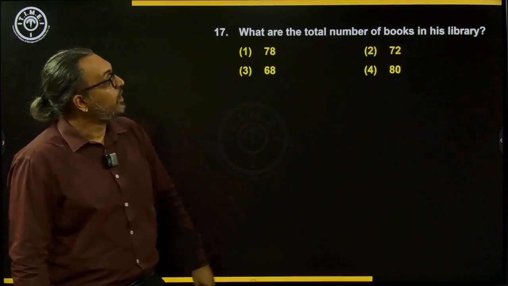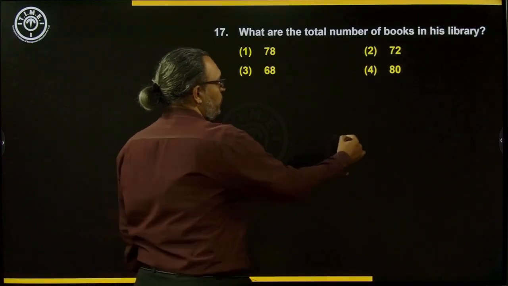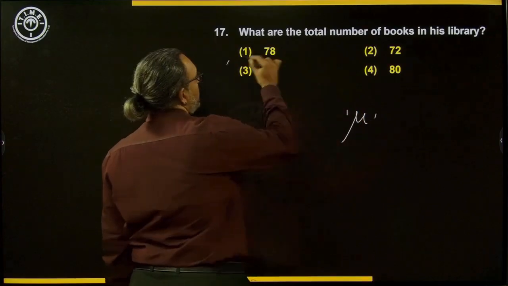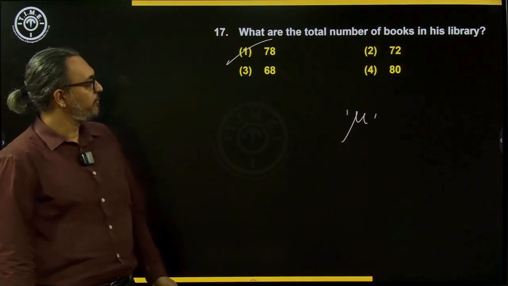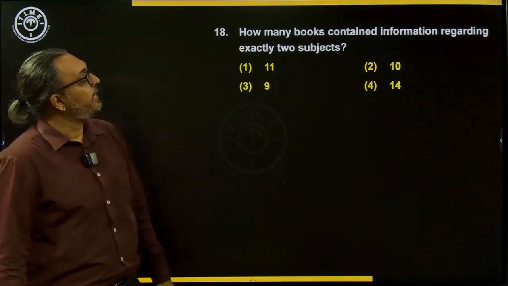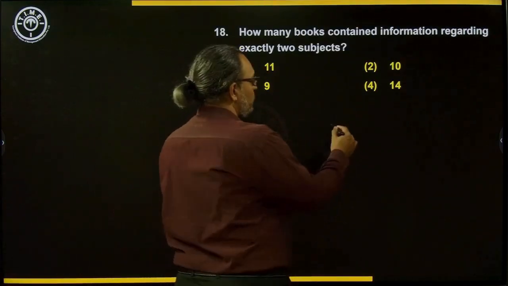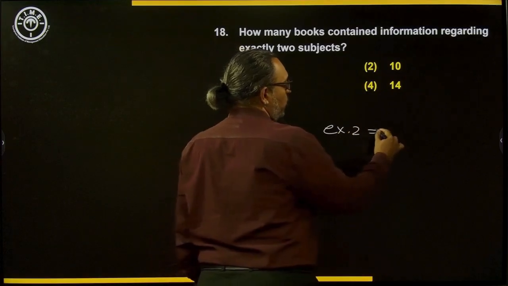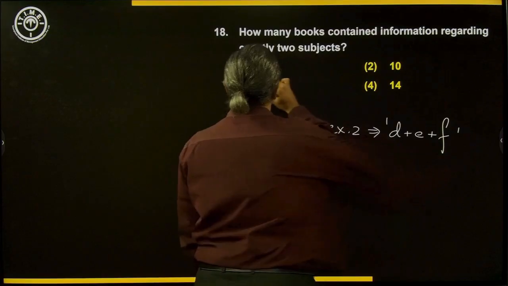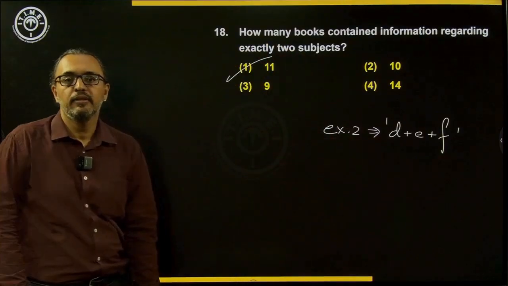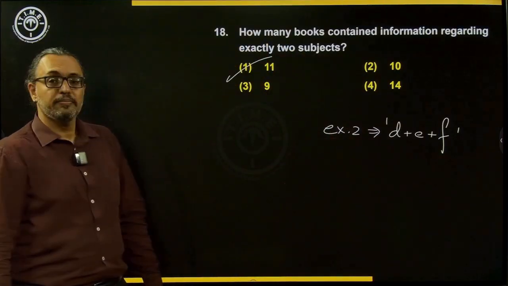Then what are the total number of books in his library? So mu value is asking 78. Total number of books in the library. Correct? Then how many books contained information regarding exactly 2? Correct. So we know exactly 2 or only 2, which is nothing but D plus E plus F, which is 11. Correct? 11.